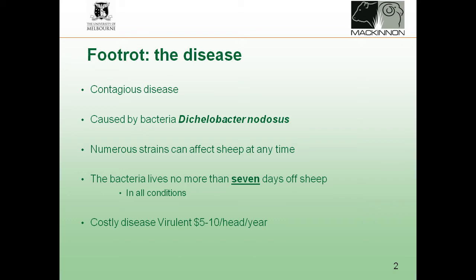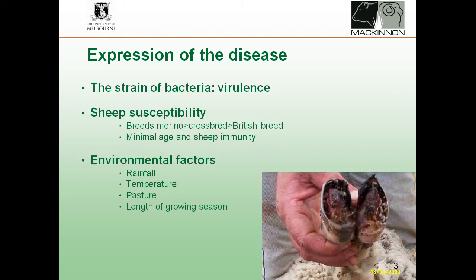How the disease expresses on sheep really depends on the strain of the bacteria and that spectrum of virulence between different strains. There are also sheep susceptibility differences, and the main thing is breed. Merinos are obviously more susceptible than British breed type sheep. Things like Dorpers, in my experience, are really susceptible to it. It probably makes sense because they've come from a desert type environment, so probably no selection pressure on that factor in terms of footrot. The black-footed sheep can still get footrot, but not as severely as Merinos can. And there's minimal age-related immunity as well.